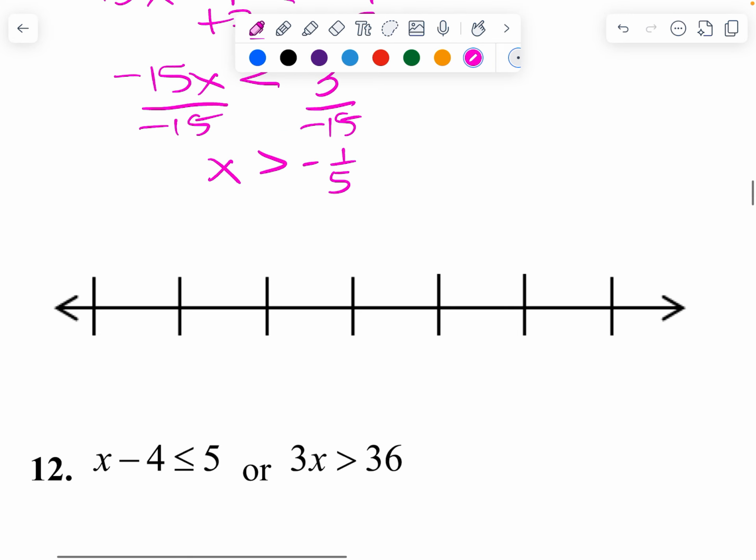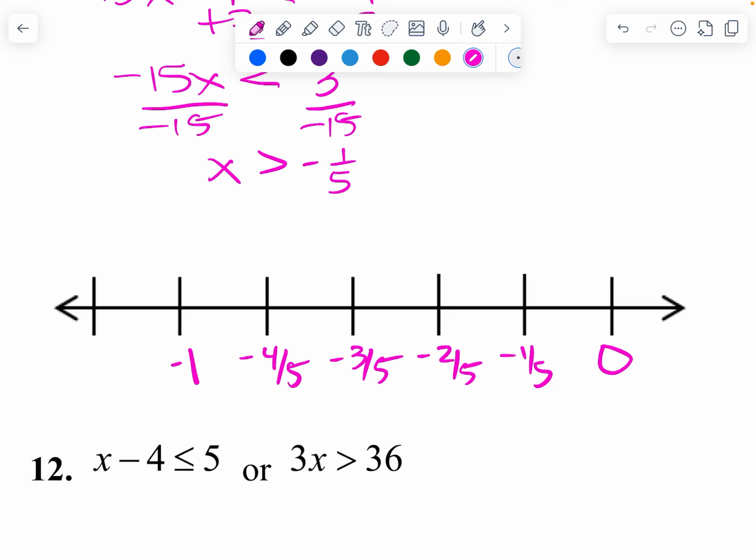Okay, so if this is 0, negative 1/5, negative 2/5, negative 3/5, negative 4/5, negative 1. Oh, I should have gone up this direction, but that's okay. We'll say this is 1/5. Okay, so it's greater than that. So open dot going this direction.